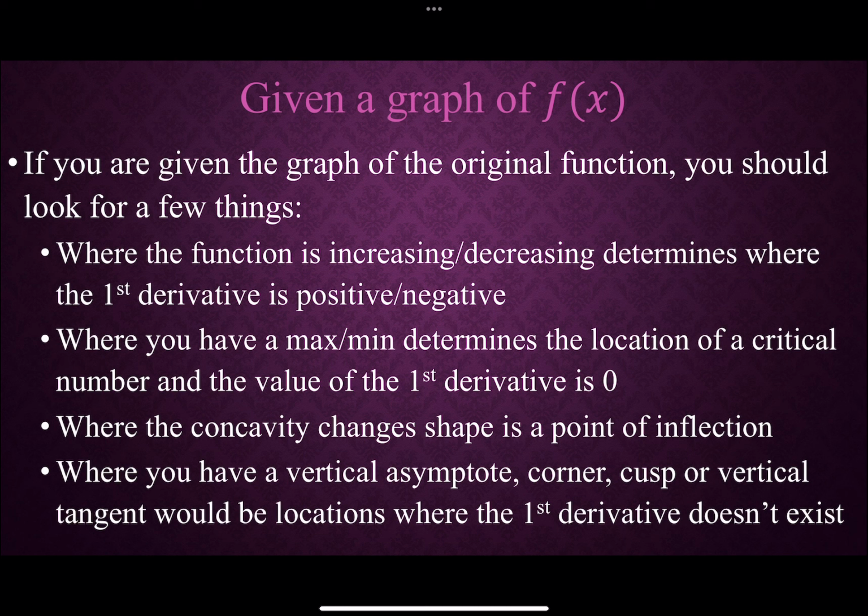Look for where concavity is changing shape. So where you see it looking concave up, concave down, the positive U, negative U scenario, that's going to be your point of inflection, where again, the positive U shape is a positive second derivative, and the negative U shape is a negative second derivative. Locations where you have vertical asymptotes, corners, cusps, vertical tangents would be where the first derivative does not exist and are important to identify.